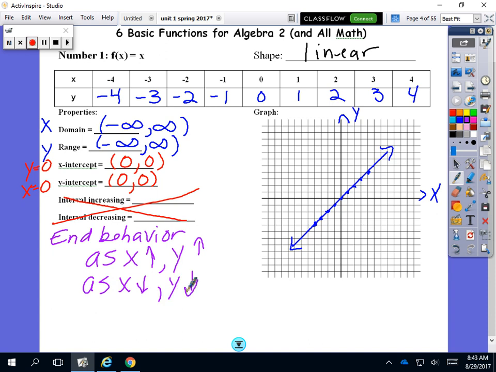So for a linear function, for the parent function, your domain and range are negative infinity to infinity. Your x-intercept and y-intercept are both the point 0, 0. And your end behavior is, we call this down, up. You could say down, up. Or you could say as x increases, y increases. As x decreases, y decreases.